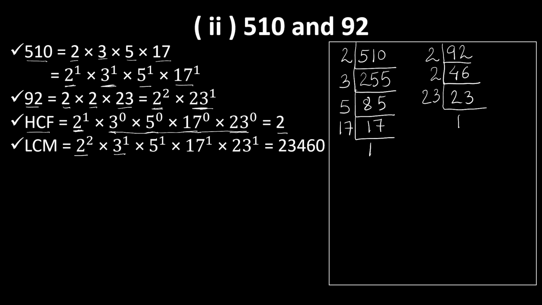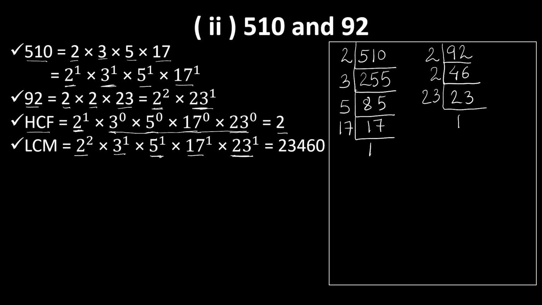For 5 also, we will be writing 5 raised to 1. It is coming as a prime factor in 510 but not in 92. So, therefore, we will be writing 5 raised to 1. For 17 again, we will be writing 17 raised to 1 as it is occurring once in the prime factorization of 510 but not in 92. Same happens for 23. It is occurring as a prime factor in 92 but not in 510. So, therefore, we will be writing 23 raised to 1.